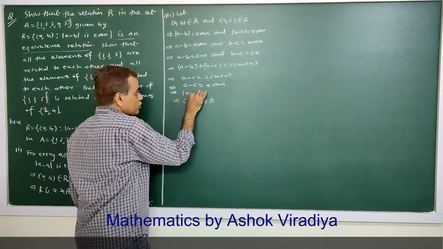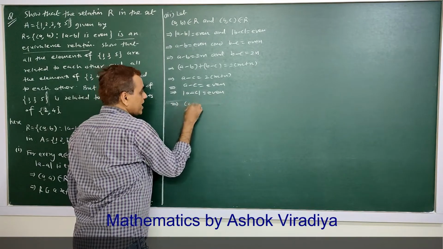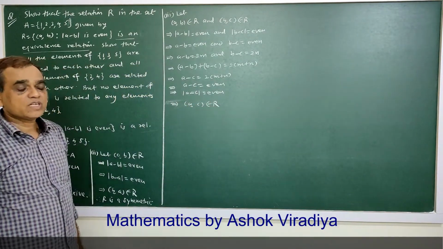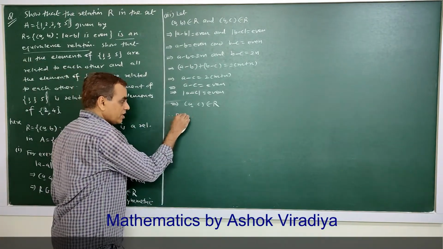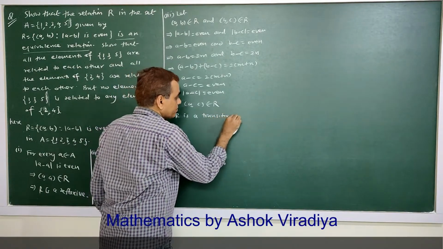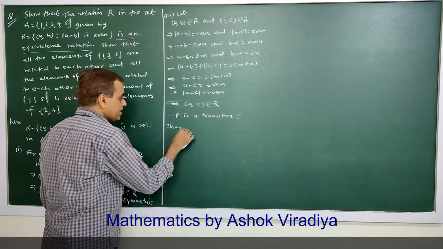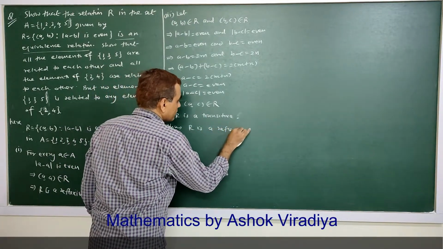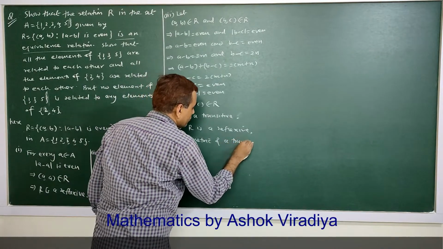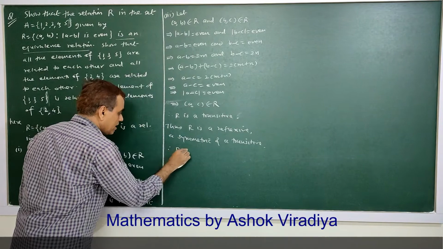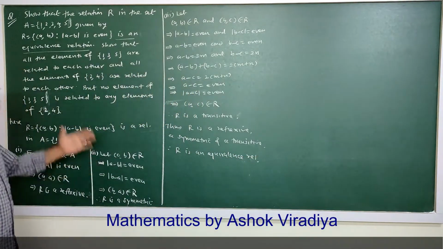A minus c is even, so modulus of a minus c is even. So what is proved? It is proved that (a, c) belongs to R. So (a, b) belonging to R, (b, c) belonging to R, from which we have proved that (a, c) belongs to R. Therefore, this relation is a transitive relation. Thus, the given relation R is reflexive, symmetric and transitive. Therefore, R is an equivalence relation. So the first part is done, it is an equivalence relation.